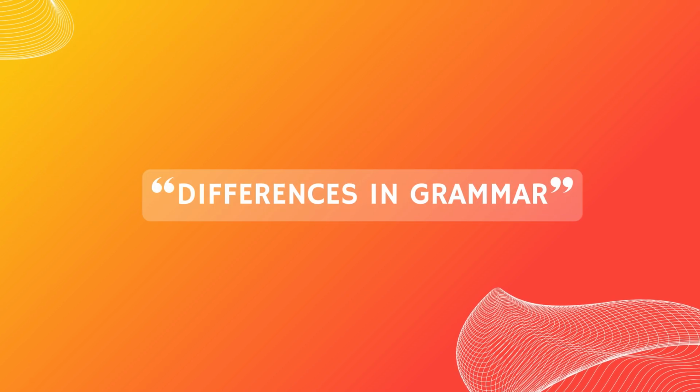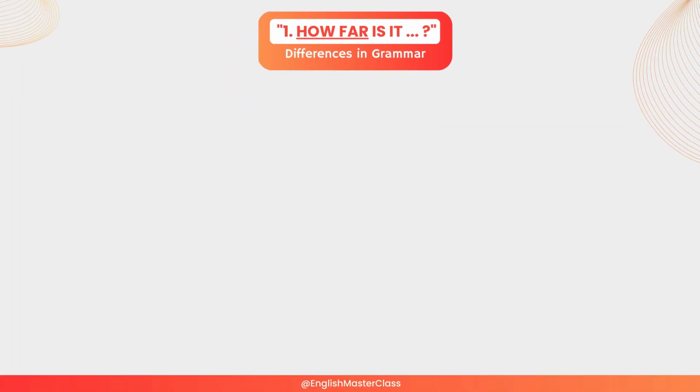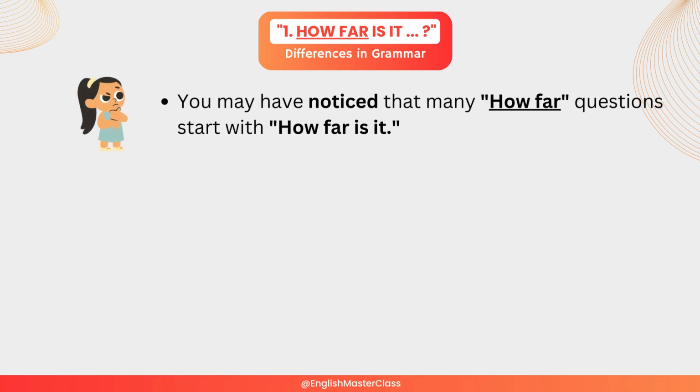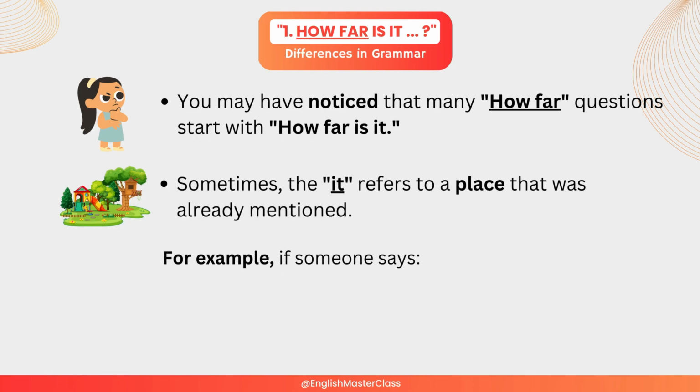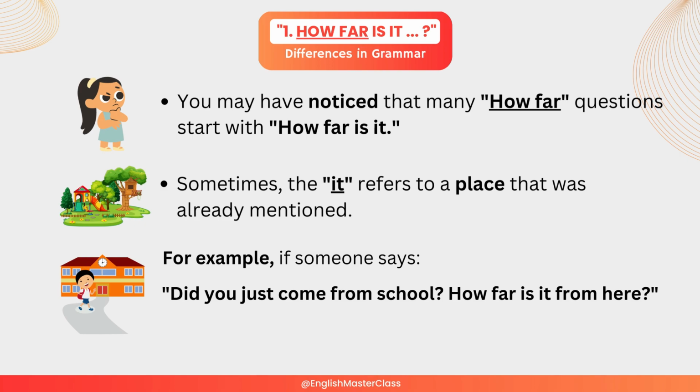Differences in grammar. Number 1, how far is it? You may have noticed that many how far questions start with, how far is it? Sometimes the it refers to a place that was already mentioned. For example, if someone says, "Did you just come from school? How far is it from here?" That it refers to your school.